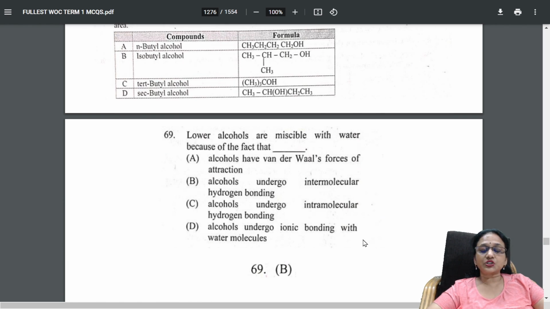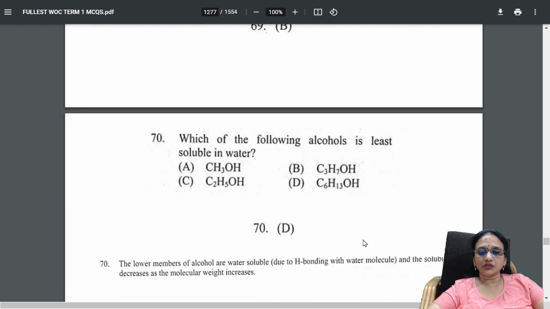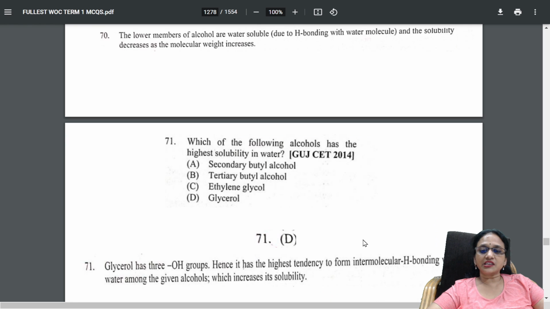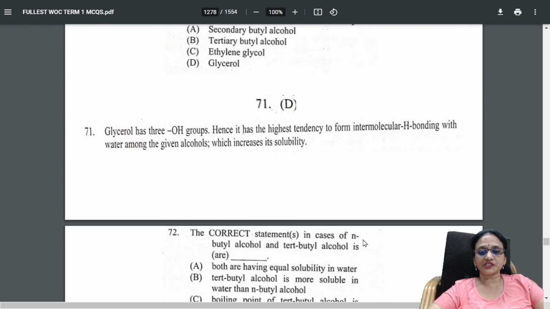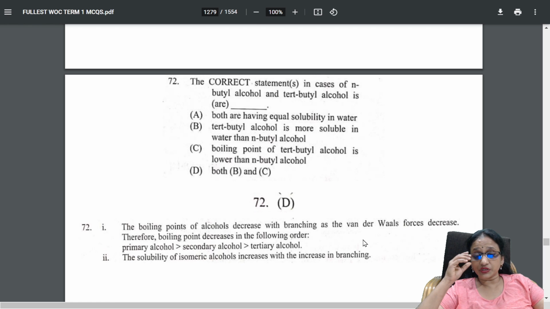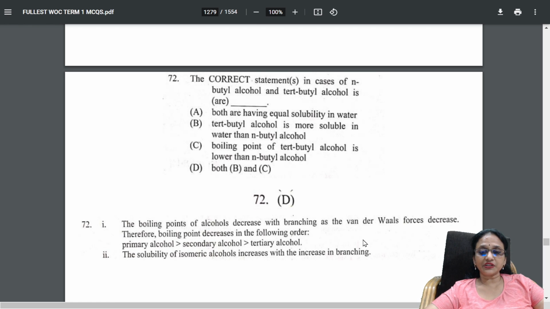This is a solubility question. This is again a solubility question. So there are different ways of asking you the questions. And further, they're going to ask you the question based on van der Waals forces and how they affect the boiling point.